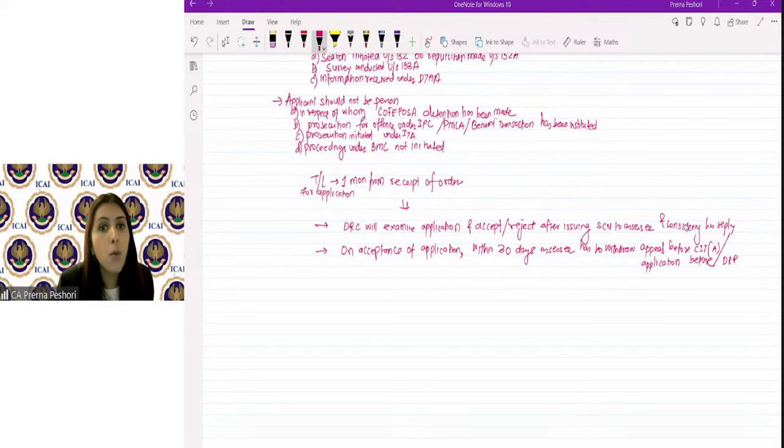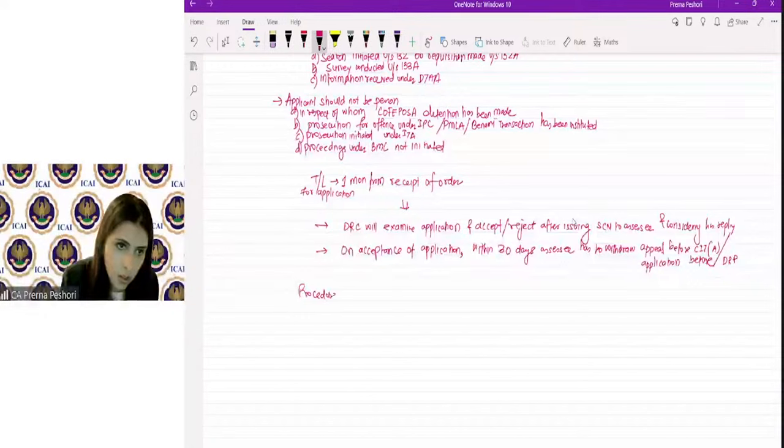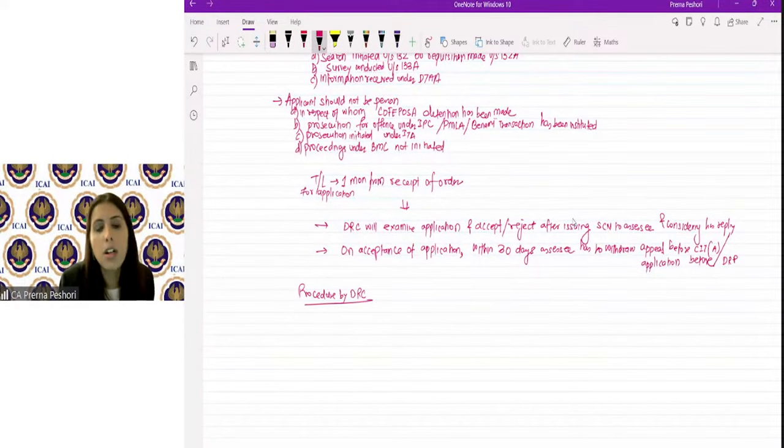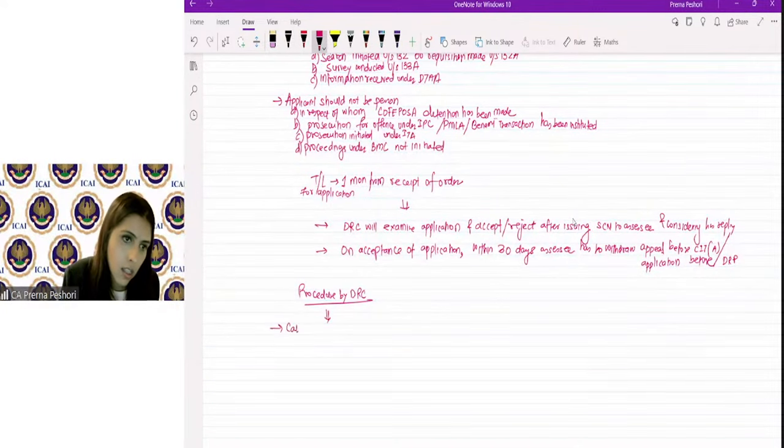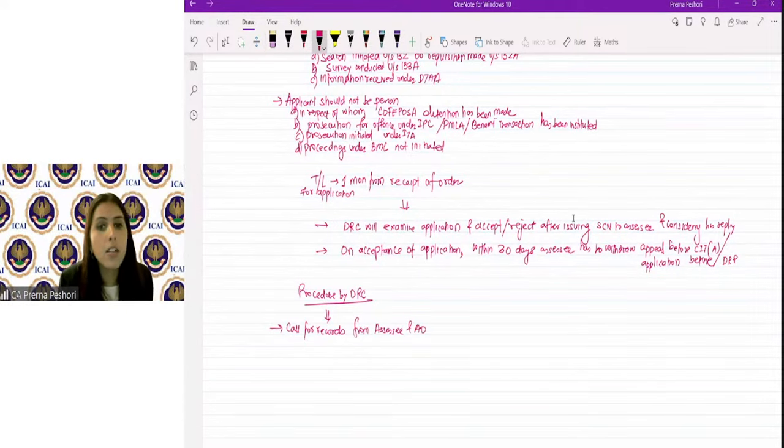Alright. Now what procedure will be followed by the Dispute Resolution Committee? It will call for records from the assessee, and it will call for a report from the AO also. And it will call any further information as it may require. Then after considering the information and evidence it has received, the DRC will pass the order.